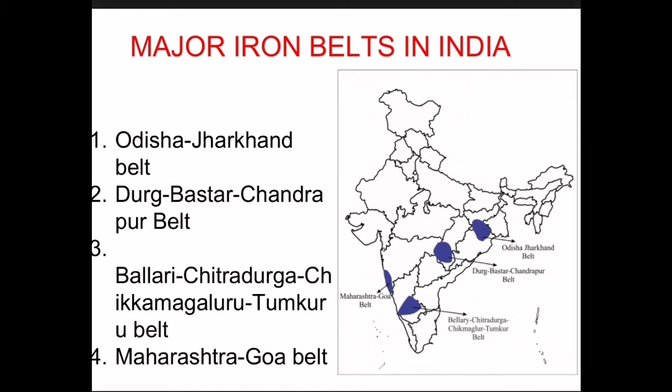Iron ore from these mines is exported to Japan and South Korea. The third iron belt is the Bellary-Chitradurga-Chikmagalur-Tumkur belt. This is located in Karnataka and has large reserves of iron ore. And the last iron belt is found in Maharashtra. This Maharashtra-Goa belt includes the state of Goa and Ratnagiri district of Maharashtra. So these are the important regions where iron ore is found and located in India.